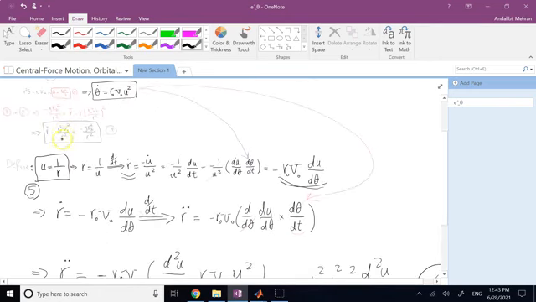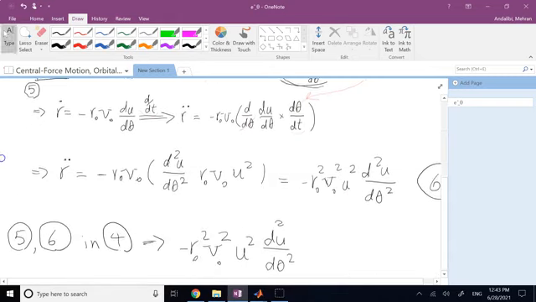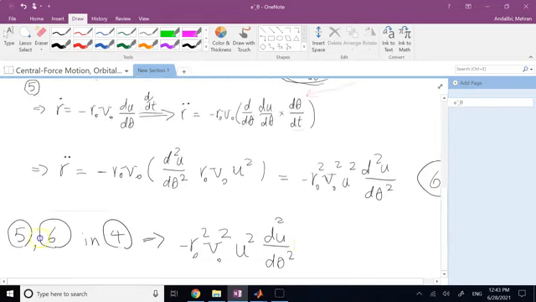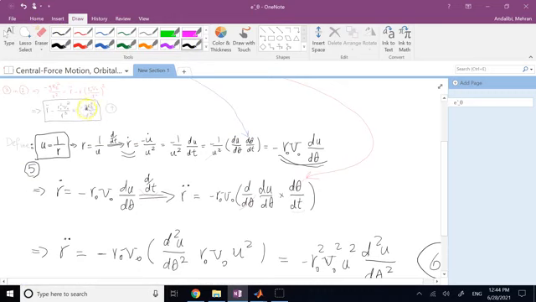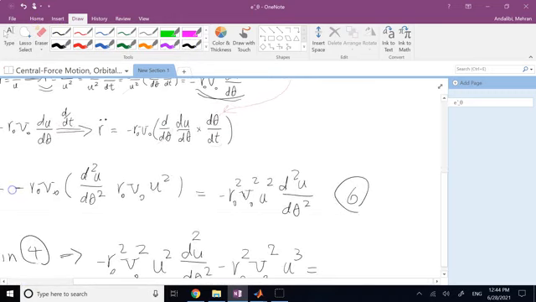Minus r naught squared, v naught squared. For 1 over r cubed, I use u cubed. So it's going to be minus r naught squared, v naught squared, and then u cubed is equal to, and then for this term it's going to be negative g r e squared times u squared.